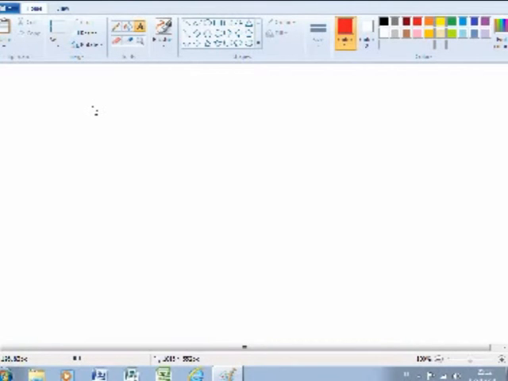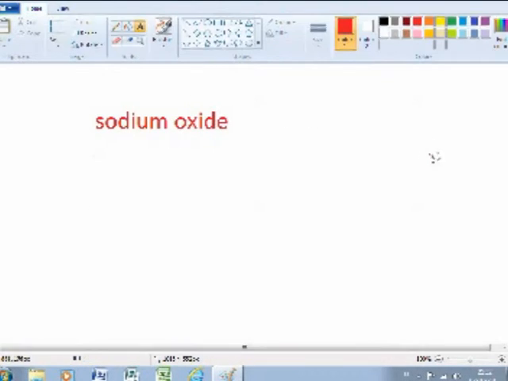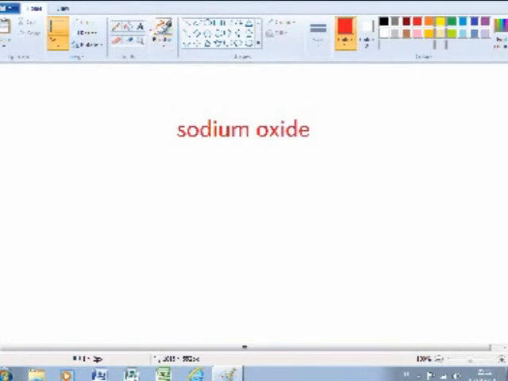So moving on to the first example, we are going to be fairly straightforward. We are going to look at a chemical formula for sodium oxide. The first step in doing our chemical formula is to write down the symbols of the elements which are present. As it's sodium oxide, our elements present are sodium and oxygen.